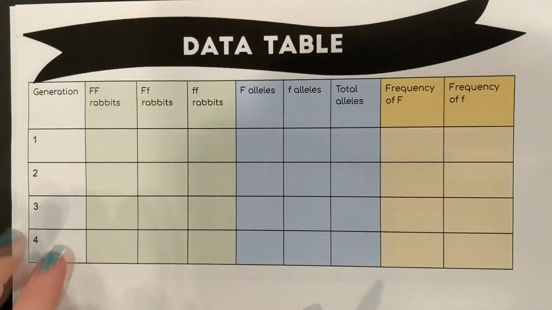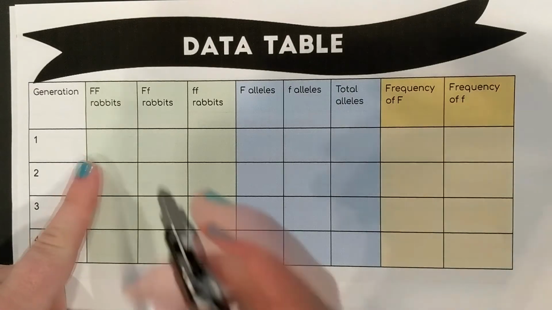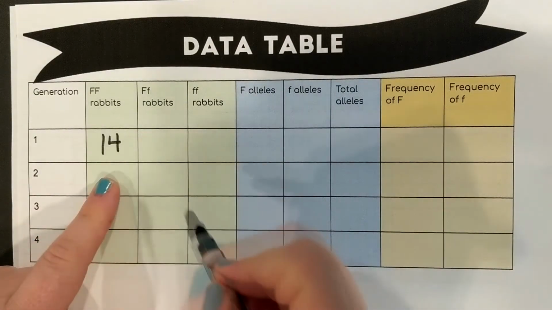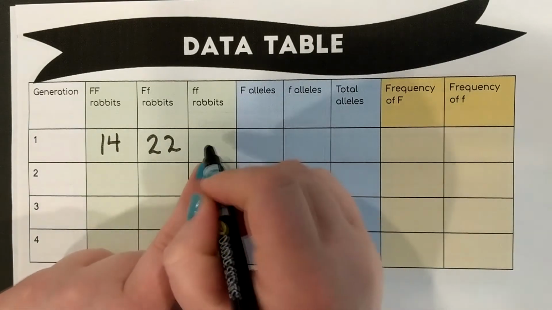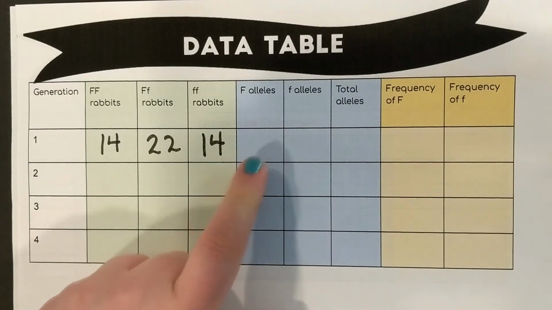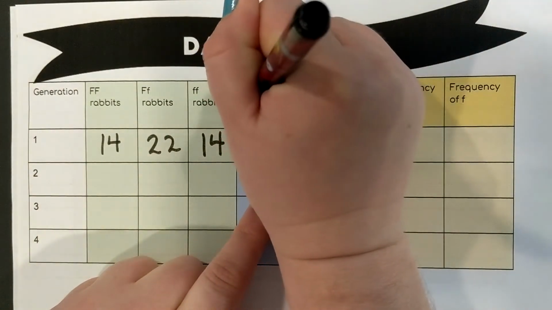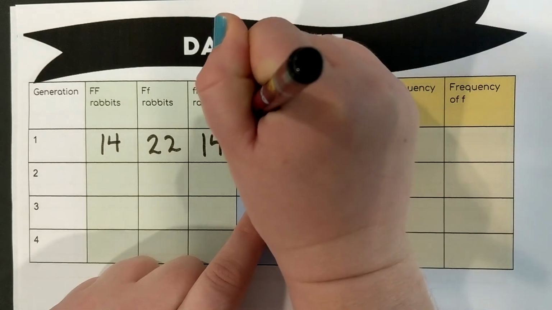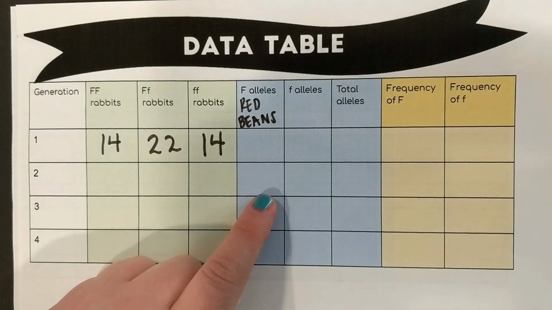So for generation 1, if we look at our data that we wrote down during the video, we had 14 big F, we had 22 big F, little f, and we had 14 little f rabbits. Okay, so how many F alleles? That's how many red beans did we have total. Okay. So if you remember at the beginning, I told you in that bag I had 50 white and 50 red. So that's easy.